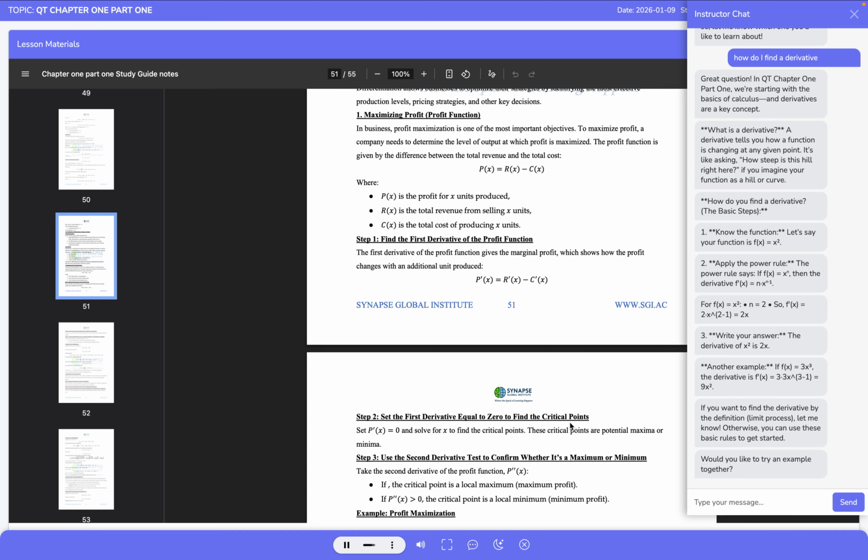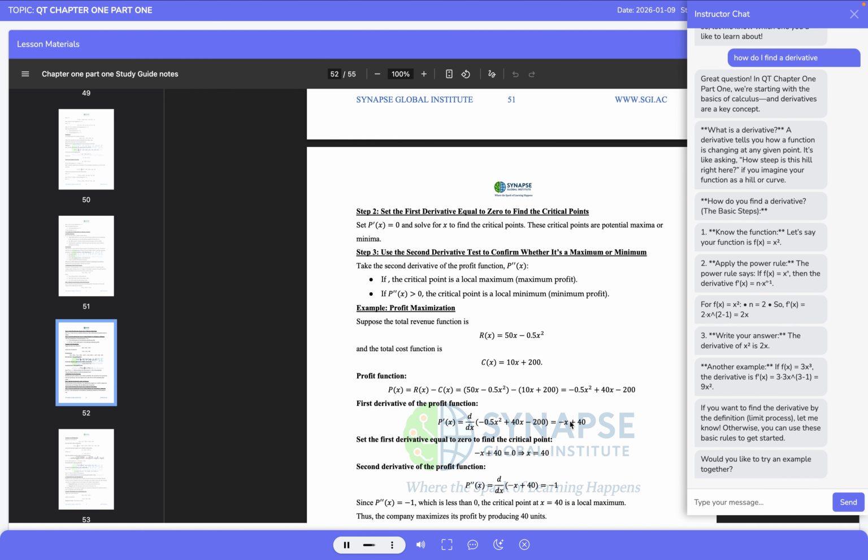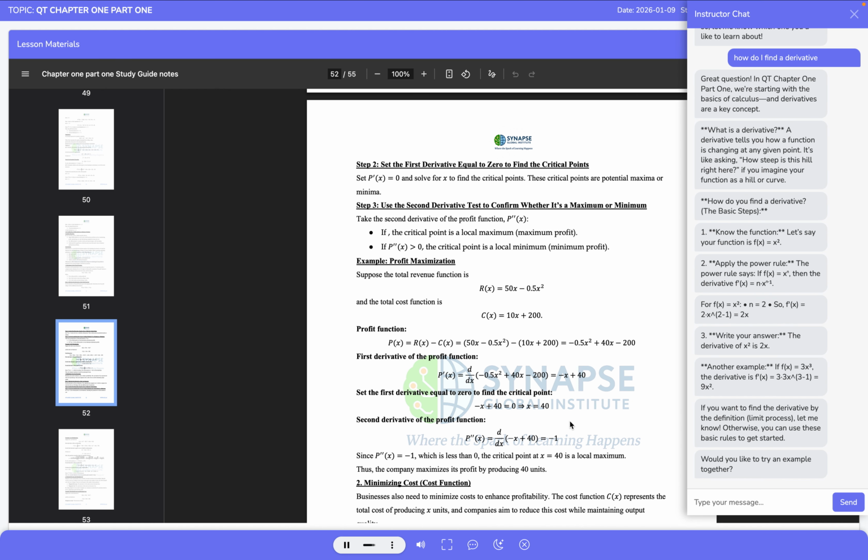We then use the second derivative test to determine the nature of each critical point. If the second derivative is negative at a critical point, the profit function has a local maximum at that point. If the second derivative is positive, the profit function has a local minimum. To illustrate this process, consider a situation where total revenue is given by 50x minus 0.5x squared, and total cost is given by 10x plus 200.